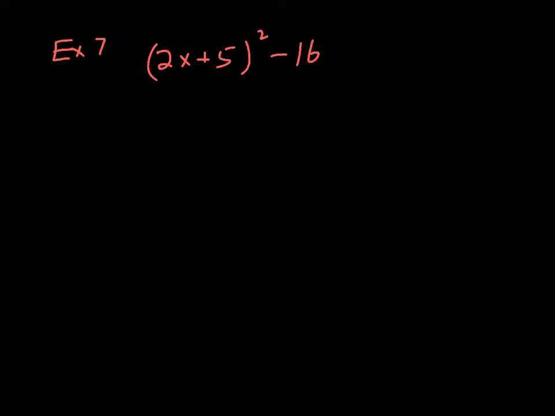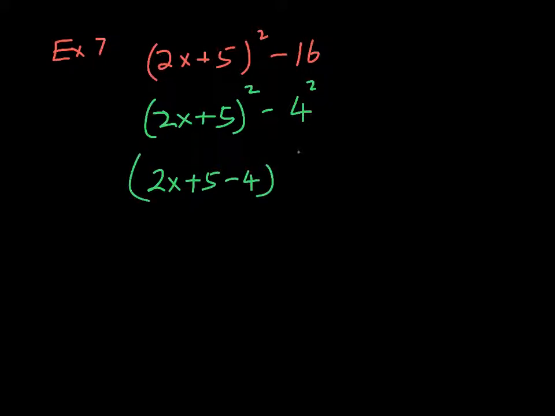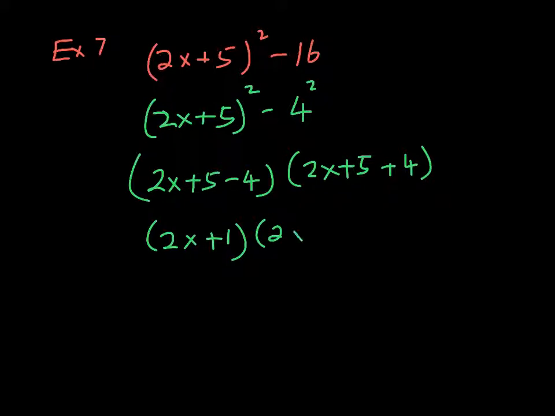What about 2x plus 5 squared minus 16? Yes, we can write this as 2x plus 5. Sorry, I said 2x minus 5. It's 2x plus 5 squared minus 4 squared. So we can write this as what? 2x plus 5 minus 4 into 2x plus 5 plus 4. Okay, now if you simplify, this is going to be what? 2x plus 1 into 2x plus 9.